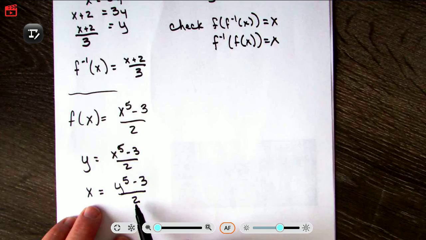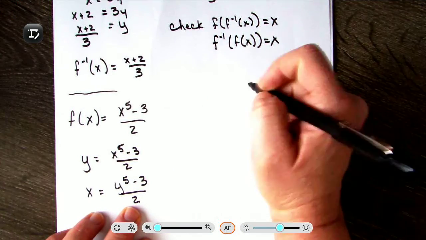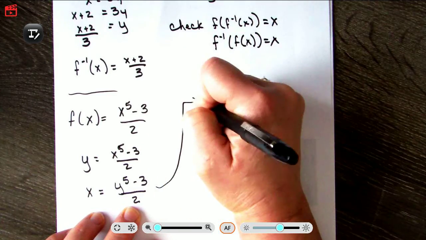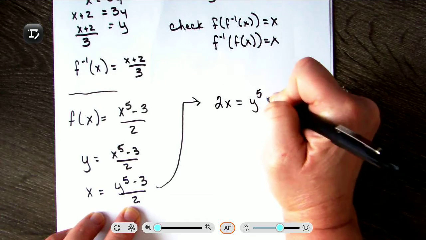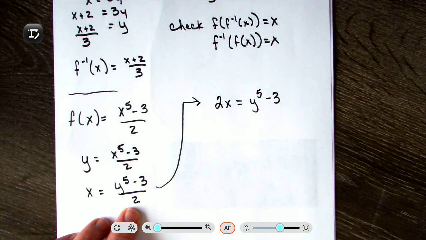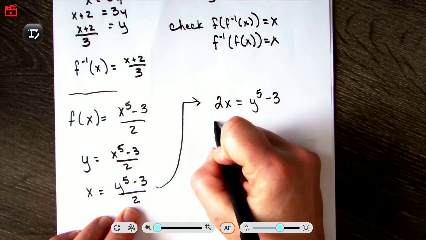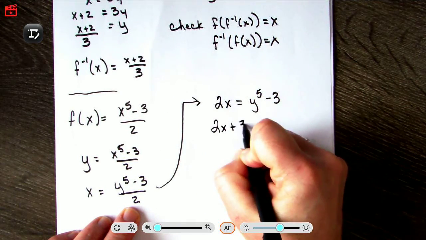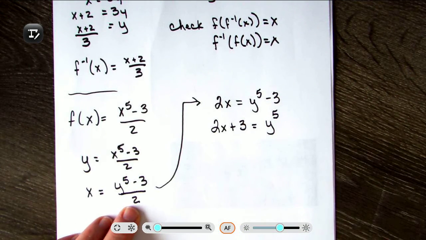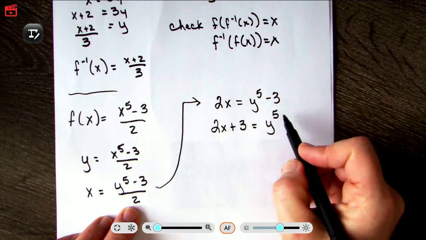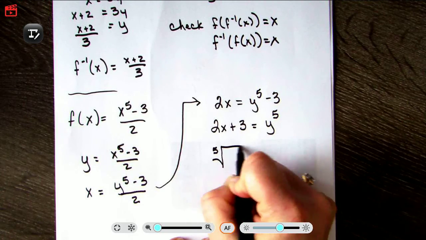So the first thing I'm going to do is multiply both sides by 2 to get rid of that fraction. So 2x equals y to the 5th minus 3. I need to isolate that y, so add 3 to both sides. And now we have to undo the 5th power. And when I undo this 5th power, that's going to be a 5th root.